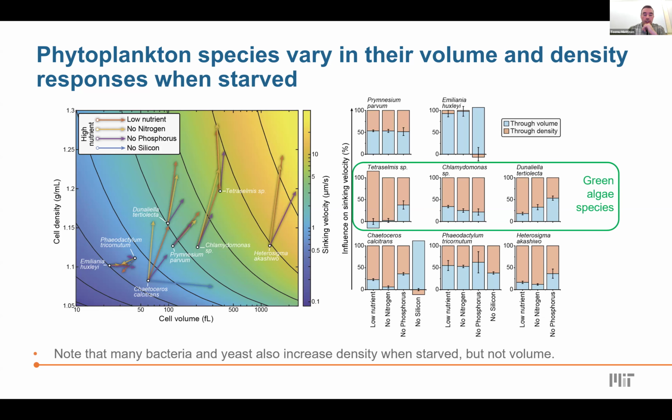Now, it's worth noting that if you work with other model systems, like bacteria or yeast, you can starve them and they often get denser. There's some kind of quiescent state or spore-like state that the cells end up in, that's denser. But they don't get larger. So this is where phytoplankton seem to be kind of an outlier as a model system to study, in that most cells are getting bigger when they are being starved.